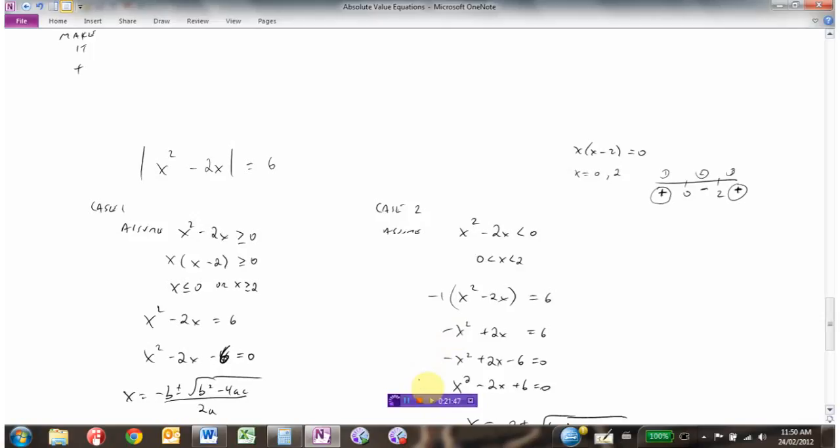This will take a bit of practice. You practice a bunch of questions and then you'll get comfortable working with case 1 and case 2 and following the procedures, because some of these ones, especially the quadratics, there's a lot of steps here to solve the absolute value equations.